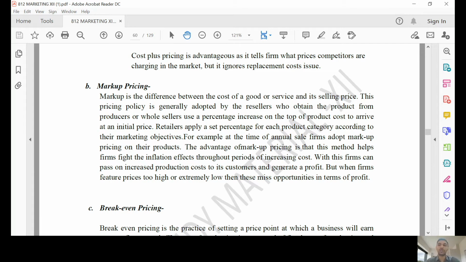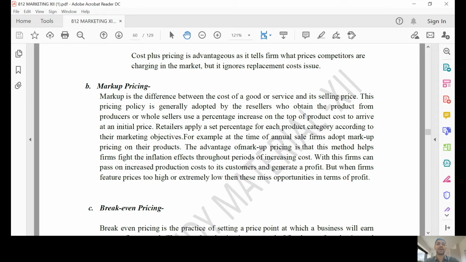Suppose you take a Nike shoe, Nike will sell the product to the wholesaler at 100 dirham. So what wholesaler will do, they will have a 10% markup. 10% of 100 is 10. So they will sell the product at 110 to retailer.